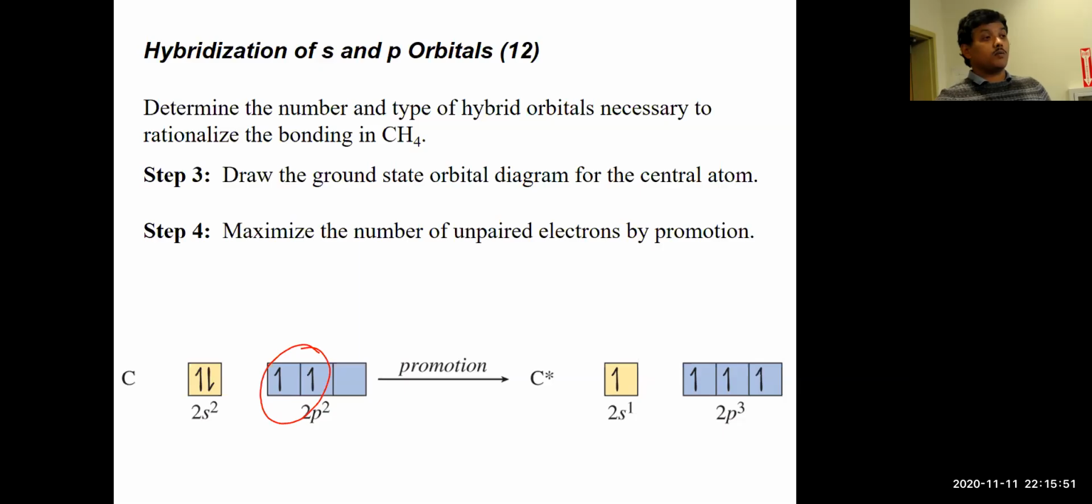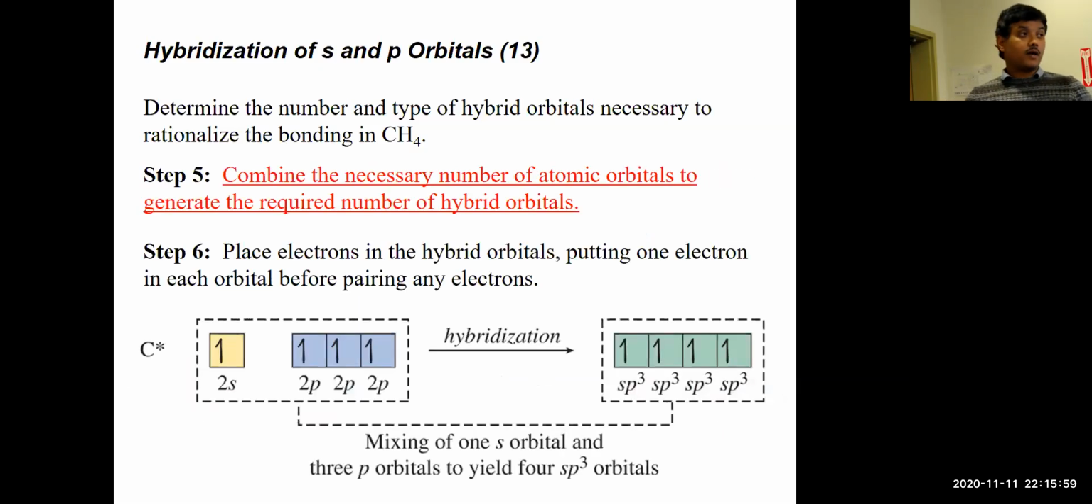So that's why we are doing promotion. Now you have a single electron in each one of the subshells of shell 2, 2s and 2p. Step 3 is also again important, when we combine the necessary atomic orbitals to generate the required number of hybrid orbitals. How many hybrid orbitals you need is 4. How do we know? Because there are 4 electron domains around the carbon. So you need 4, and you look for whether you have enough atomic orbitals.